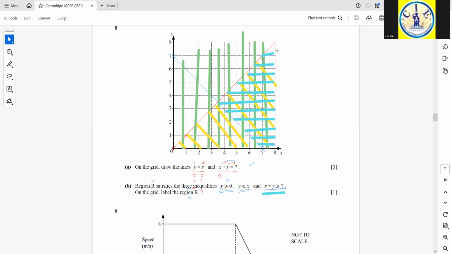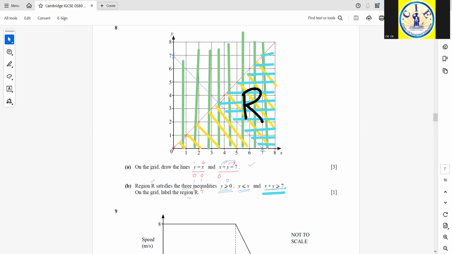So this is the region R. We can label it as R. This is our required region. Okay, let's check whether the region is correct or not.